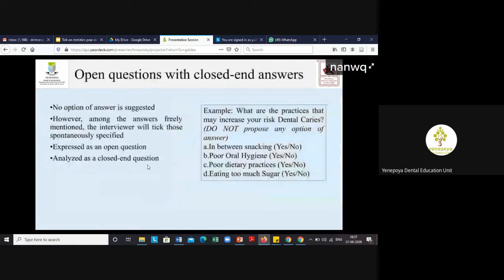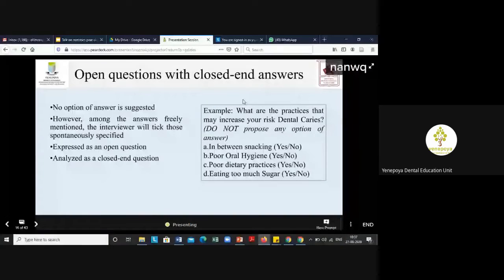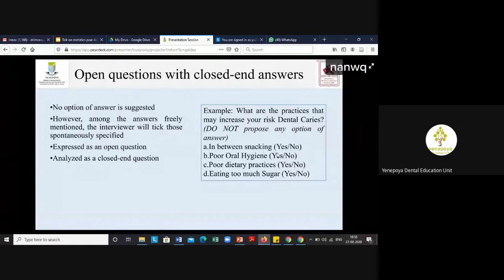We have one more variety: open-ended questions with closed-ended answers. If you do not want to get vague answers from people, you can still give an open-ended question, as you can see in the example here. What are the practices that may increase your risk of dental caries? In between snacking, I have given them the answer of yes or no. Poor oral hygiene, yes or no. Poor dietary practices, yes or no. Eating too much sugar, yes or no. It may not be a good question, but still I have given them the options.